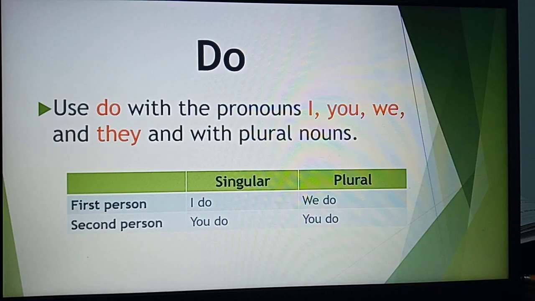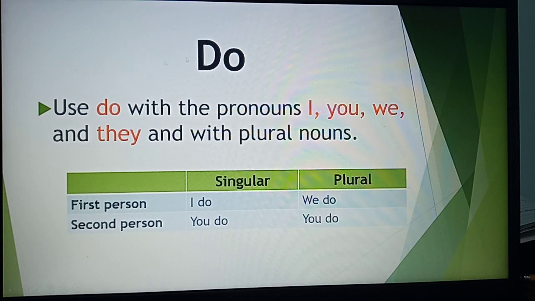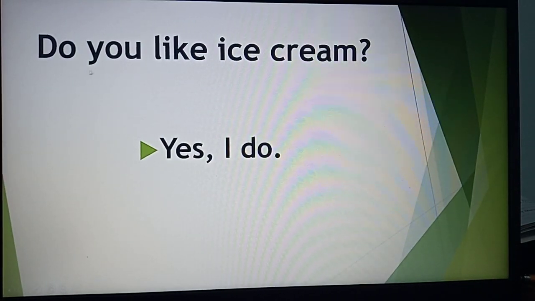Okay, so when are we going to use do in a question? Use do with the pronouns I, you, we, and they, and with plural nouns. Again, you are going to use do if the pronouns are I, you, we, and they. If the pronoun is I, you are going to use do. If the pronoun is they, you are going to use do. Let's take an example. Do you like ice cream? Since the pronoun is you, you're going to use do.